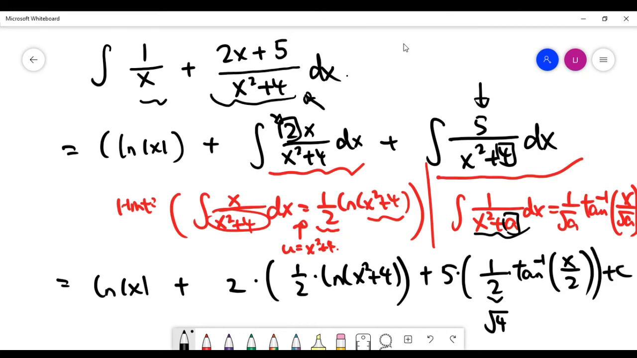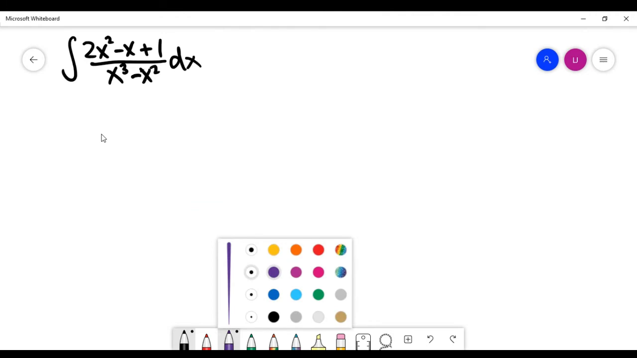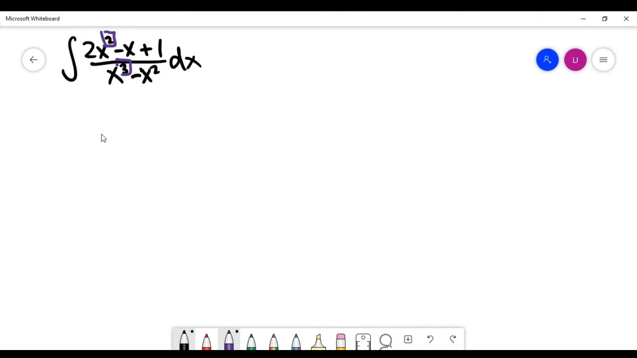Let's try out one more. Let's look at the current problem instead. You're asked to integrate another rational function, and the first step is to check the degree. Now it is good because the top has a degree less than the bottom. And we can start off our partial fraction decomposition. Before that, we need to factorize the denominator.